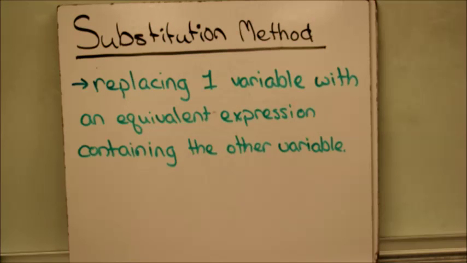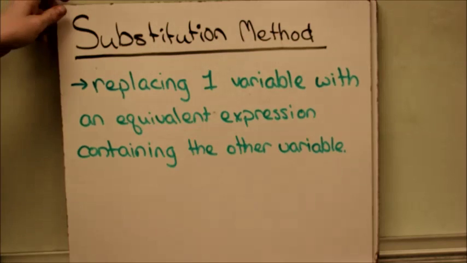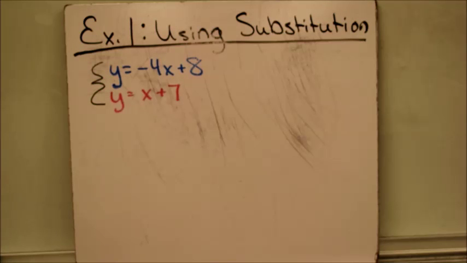So what is the substitution method? Well, the substitution method is replacing one variable with an equivalent expression containing the other variable. And we're going to get into what exactly that means. Alright, we're just going to move on to our first example, so that I can show you exactly what we're doing. Example 1 is just using substitution.